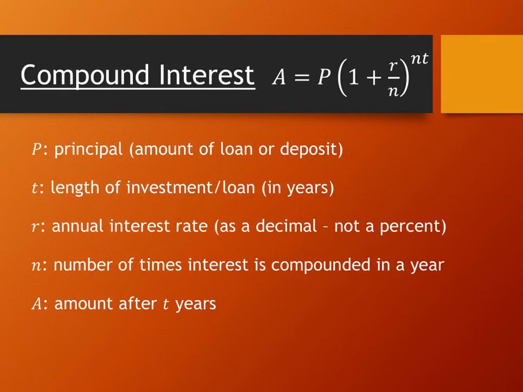So the principal of a situation is the amount you've loaned, borrowed, or deposited into a bank. Most of the time we see it written as a deposit, but it could actually be done as a loan. T is the length of the investment or loan in years. That's really important that it's in years. R is the annual interest rate, and you must write it as a decimal, not as a percent. And then A is the amount that you end up having after t years.